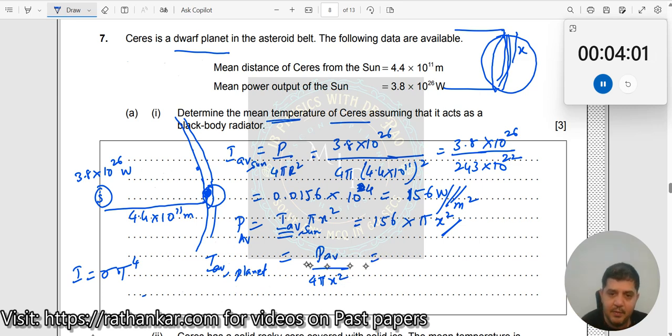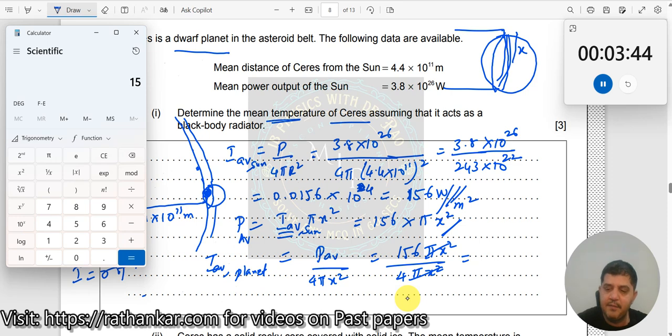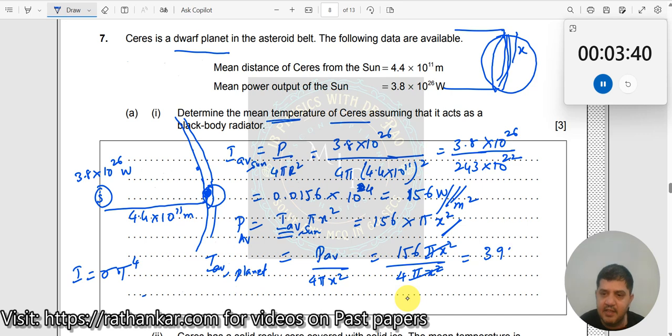So now I will substitute this value, which is 156 pi x square divided by 4 pi x square. So pi x square cancels, and you should get 156 by 4. What is 156 by 4? Let me use my calculator. 156 divided by 4 is 39. So you should get the answer as 39 watt per square meter. What is this now? This is the average intensity of radiation which the dwarf planet is radiating out. Now I have got this value of I, so this is I planet.